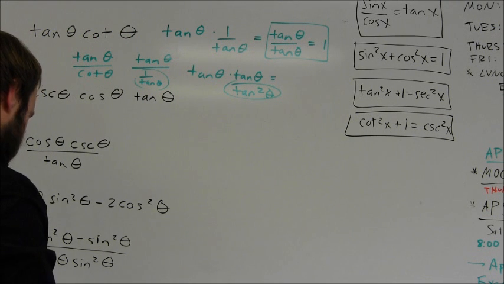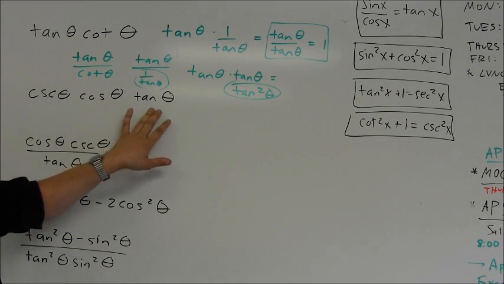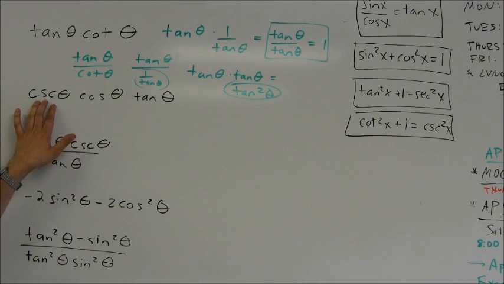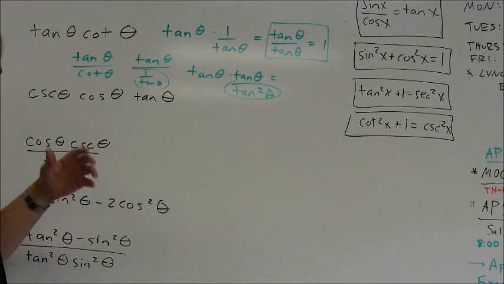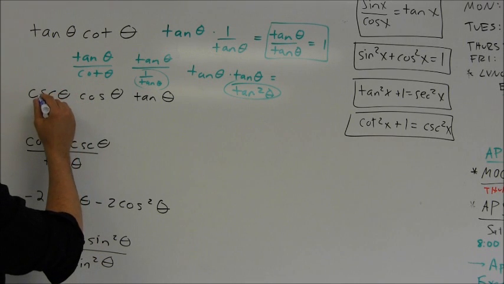Second example here. I have cosecant theta times cosine of theta times tangent. Cosecant is 1 over sine. And so I start thinking that maybe that might be useful in some sense somewhere in this problem. So I'm going to write that as 1 over sine.